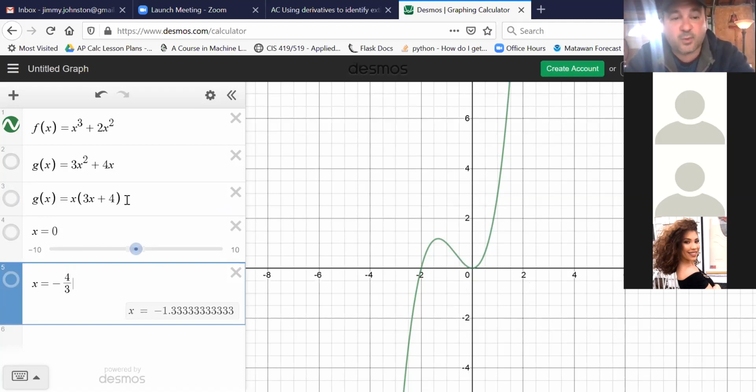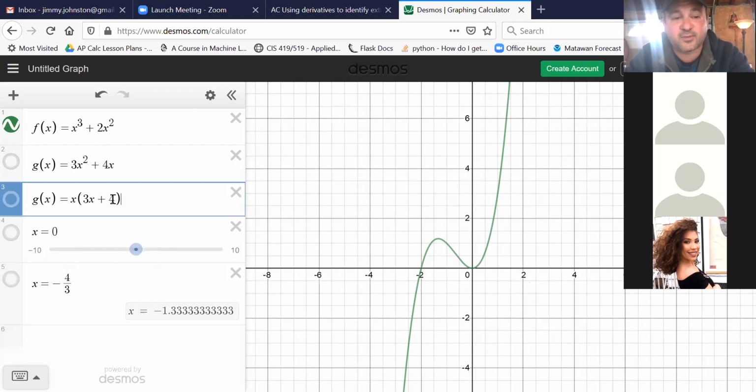So I'm going to go back to the whiteboard. I'm going to take this 3x squared plus 4x. That's our first derivative. Actually, I'll use this version of it. This is the better version. And I'll take our two critical values, and then we'll perform the critical value test.